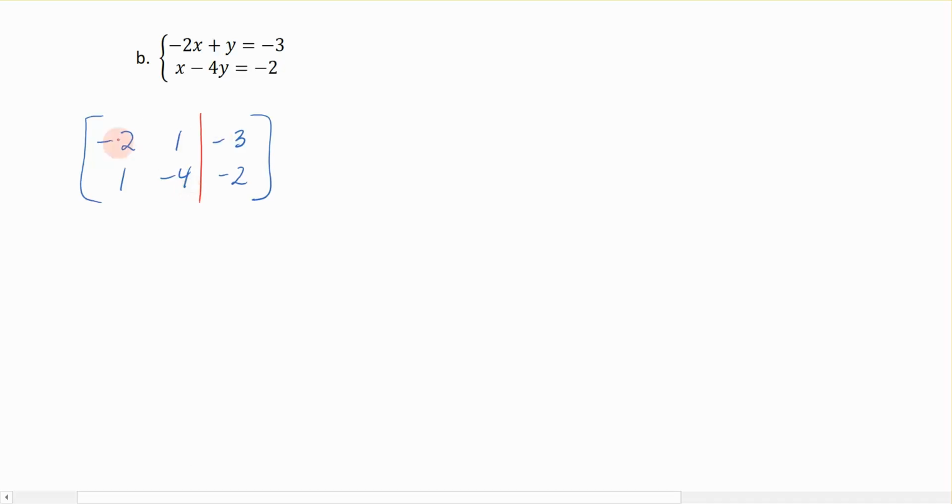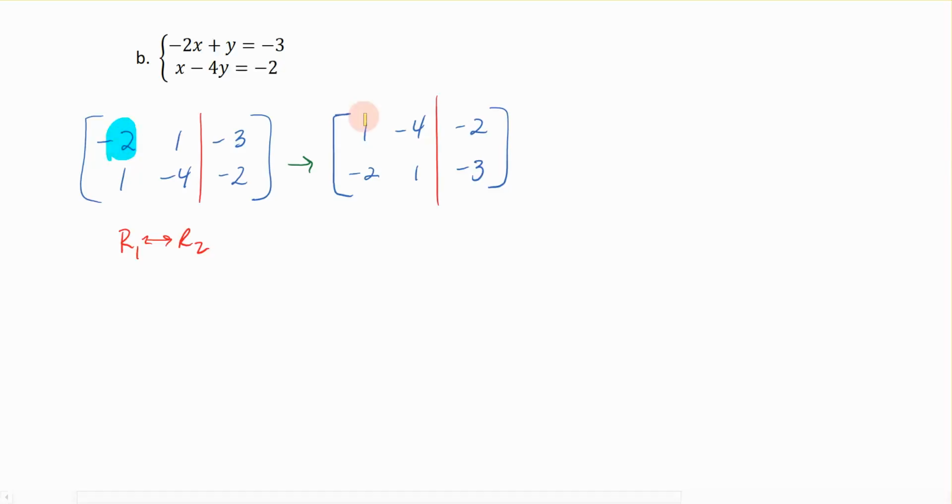We always want to start by getting a 1 up here in this top left corner. And I can do that easily using a row swap with this particular problem as well. So I am going to swap row 1 and row 2. And that's going to give me a new matrix that looks like 1, -4, -2, -2, 1, -3. So I have a 1 up here in this position, so I'm just going to highlight that that was the place we wanted it to be.